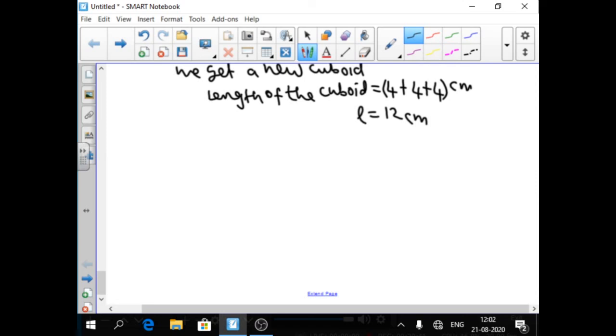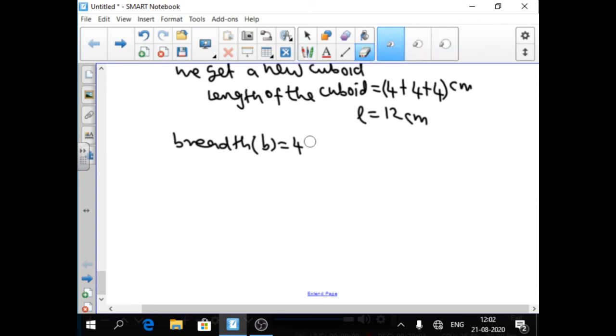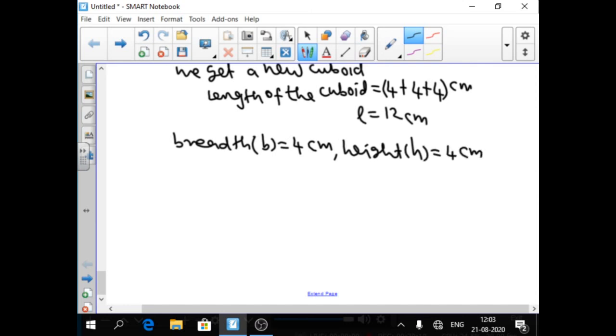Breadth of the cuboid: b is equal to 4 centimeter. And height h is equal to 4 centimeter.